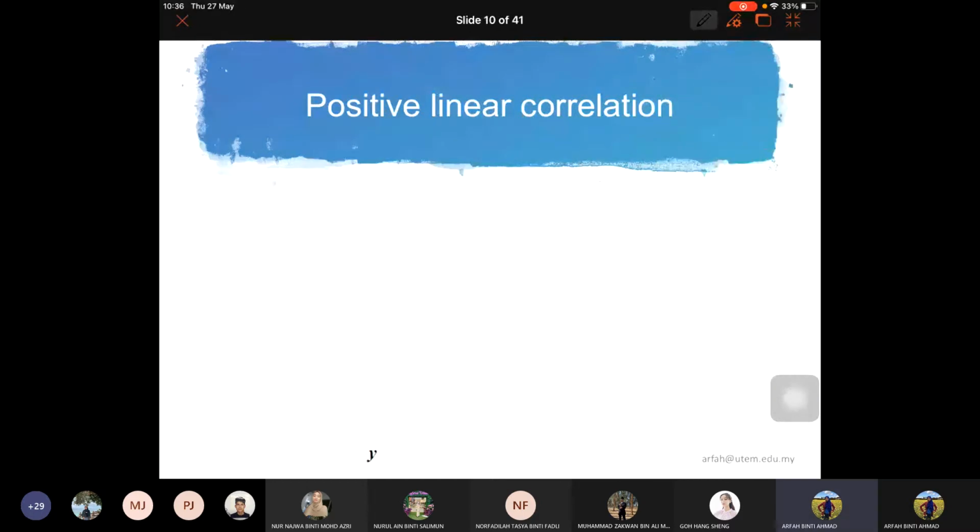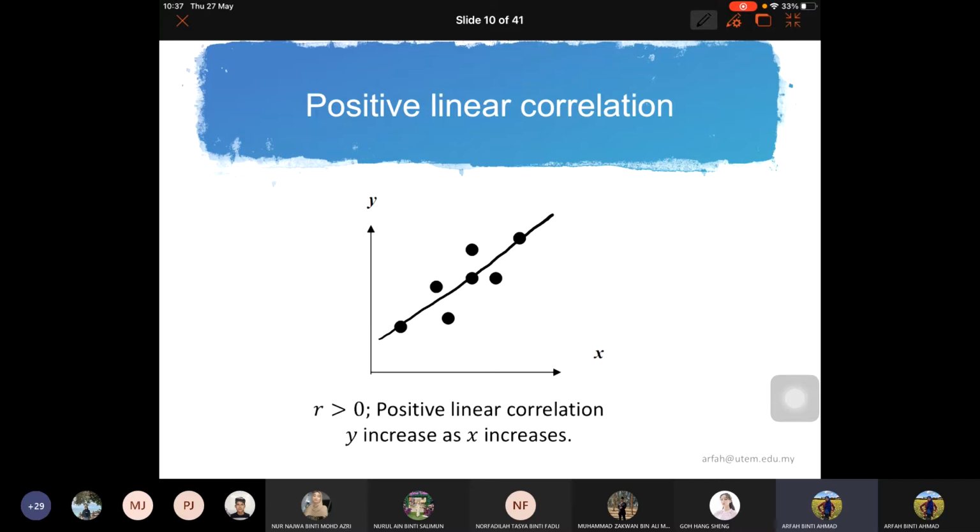positive linear correlation. In this case, the points will show a sign of a straight line, which can be represented by a straight line that goes upward from left to right. If you look at this example, not all the points are in a straight line, but we can connect these 3 points, which shows that there exists positive linear correlation, but not a perfect positive. In this case, the value of R will be greater than 0. It means the value of R will be between maybe 0.1, 0.3, 0.8, depending.